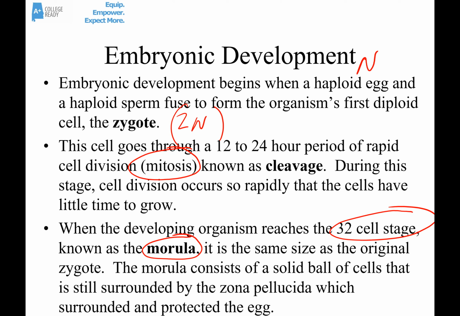This ball of cells is about the same size as the original zygote. It now has, though, 32 cells instead of one. The morula consists of a solid ball of cells. It's still surrounded by the zona pellucida, which was sort of the protective coating around the original egg cell.